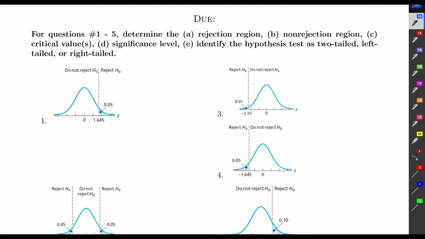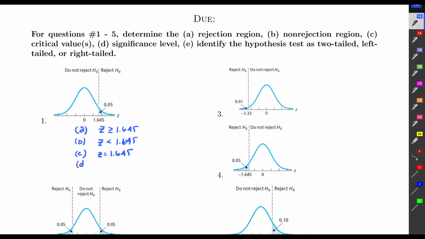Part A, determine the rejection region. Remember, the rejection region includes the critical value. So for part A, on number 1, we're looking at z is greater than or equal to 1.645. Part B, the non-rejection region is going to be strictly less than or strictly greater than. In this case, it's strictly less than 1.645 because the non-rejection region is everything to the left. Part C, the critical value, z is equal to 1.645. That divides our normal curve into the non-rejection and rejection regions.